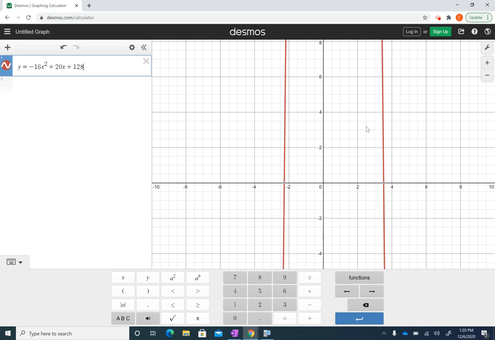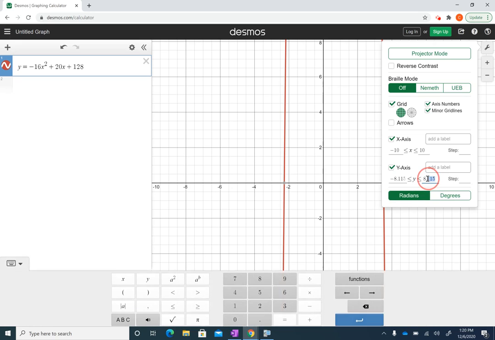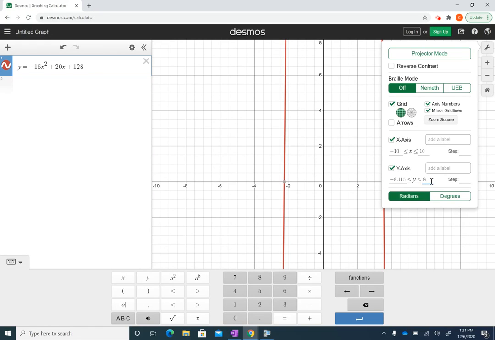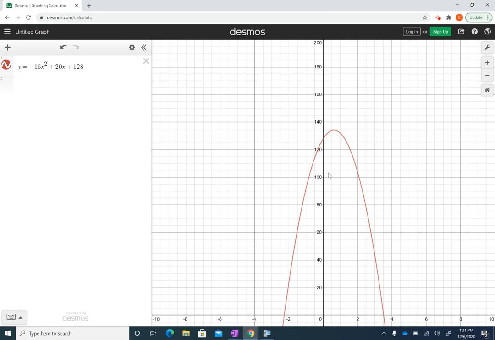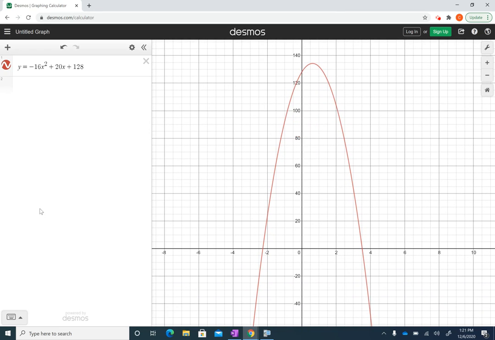The way you change the window in Desmos is by pressing a little wrench and then looking where it says x-axis and y-axis. So for the x-axis, -10 to 10, that's for the time values. For the y-axis, it only goes up to 8.115 feet, which is clearly not enough. Remember that we had said, let's use 200, assuming that that's how high it might go. That then gives us a much better picture. And again, if you click anywhere using the mouse, you can kind of drag it a little bit.